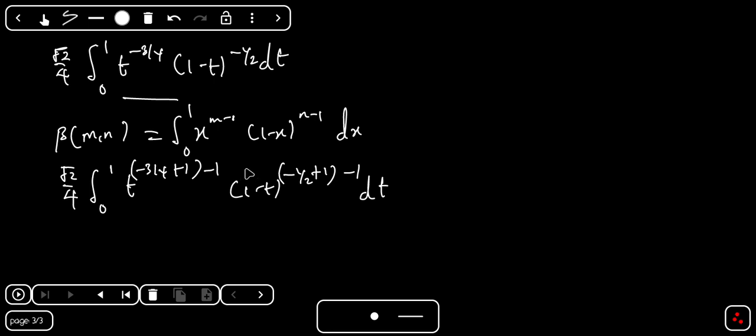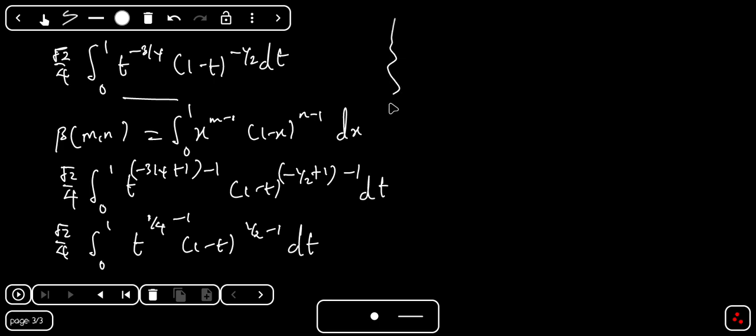Okay, so then we are going to have the square root of 2 over 4 multiplied by the integral from 0 to 1 of t raised to the power of, now, negative 3 over 4 plus 1. So that is going to give us 1 over 4. So that will be t to the power of 1 over 4 multiplied by (1 minus t) raised to the power of 1 over 4 minus 1. So that will be 1 over 2 minus 1, dt. Then you make use of our beta function. So then we are going to have the square root of 2 over 4 multiplied by the beta of 1 over 4, comma 1 over 2.